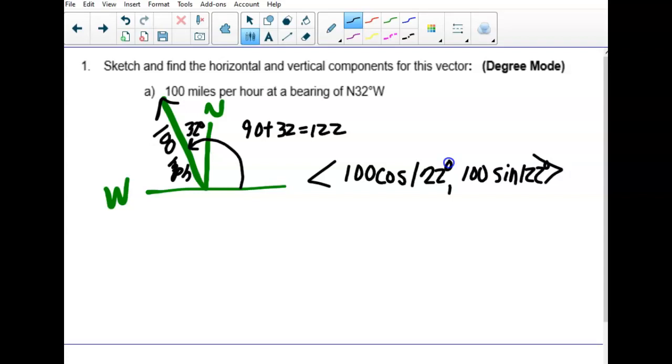And make sure you're in degrees. I got negative 53 basically, and 84.8. Anybody else get those? Okay. Does that seem right? Always double check. Negative, positive, yeah, okay.